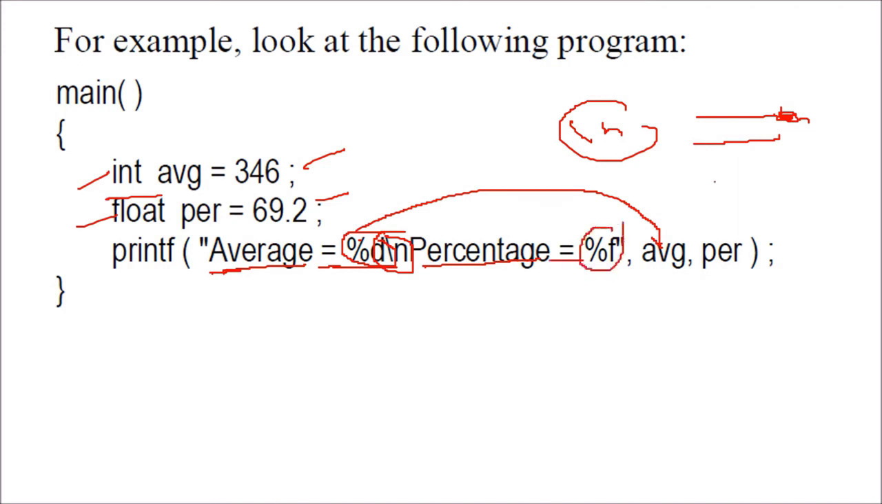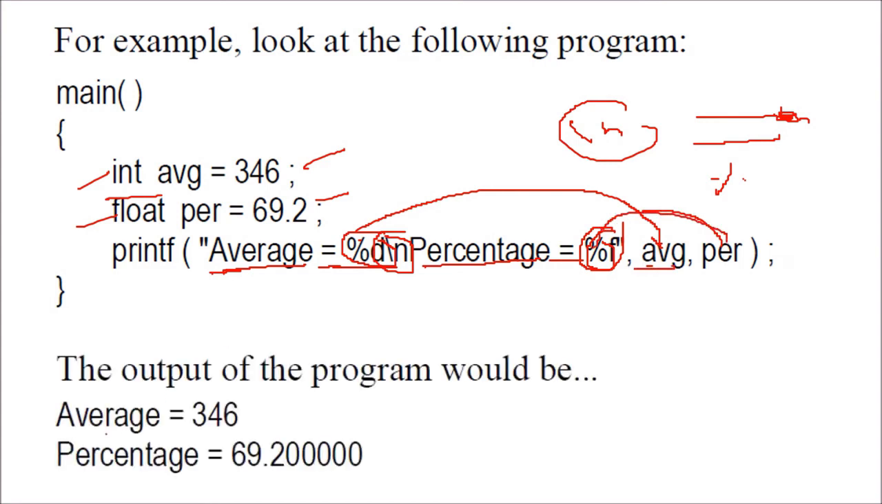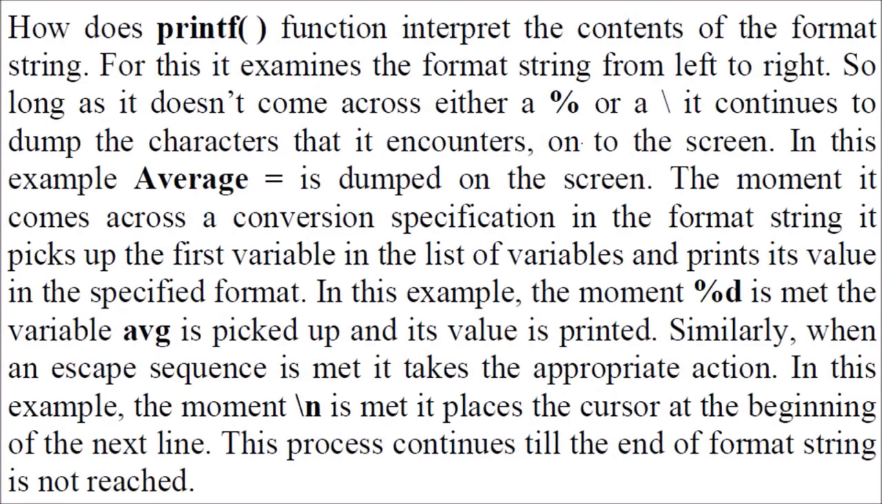But for this %f, as soon as the compiler finds the %, it will not print %f. Instead, it will transfer the value which comes after this to this point. So what you will see here are average and percentage, and these are the values being taken. If you are dealing with Turbo C and C++ compilers, it uses 6 digits after the decimal point. This is called the precision. So this is how it is done.